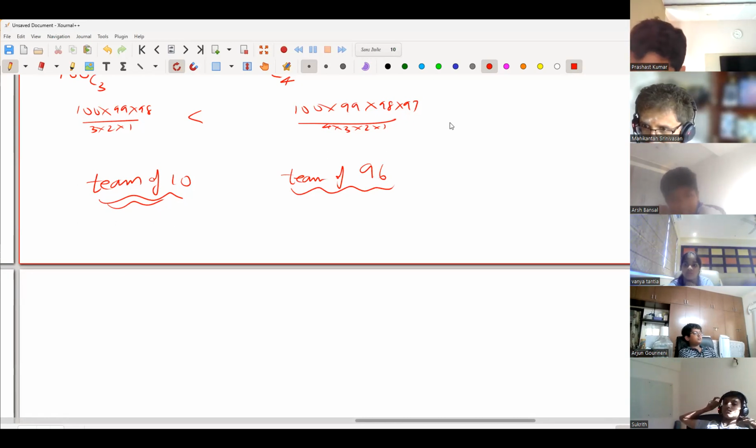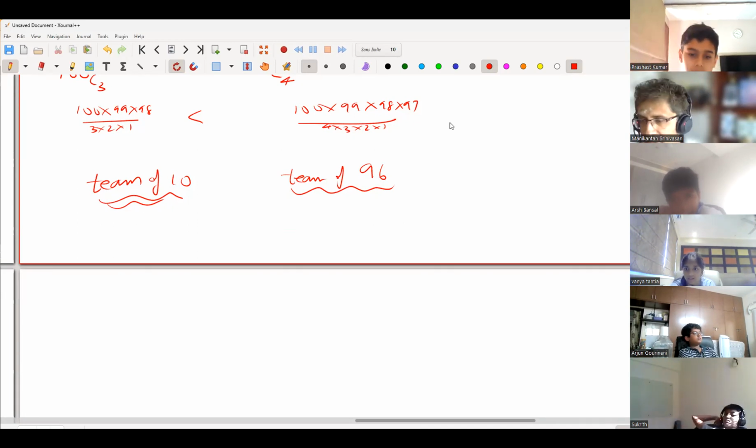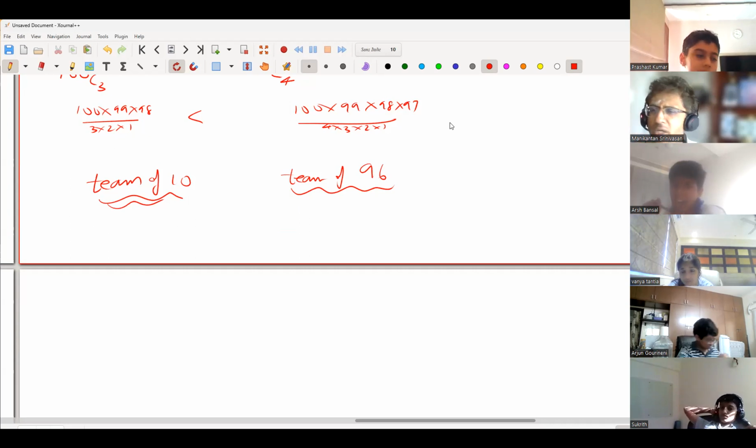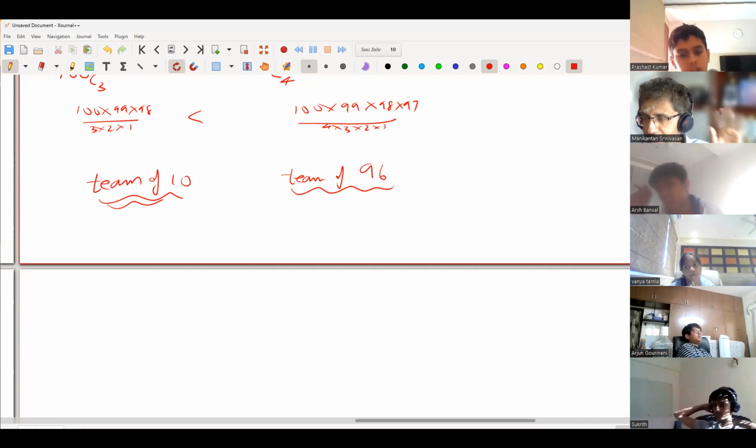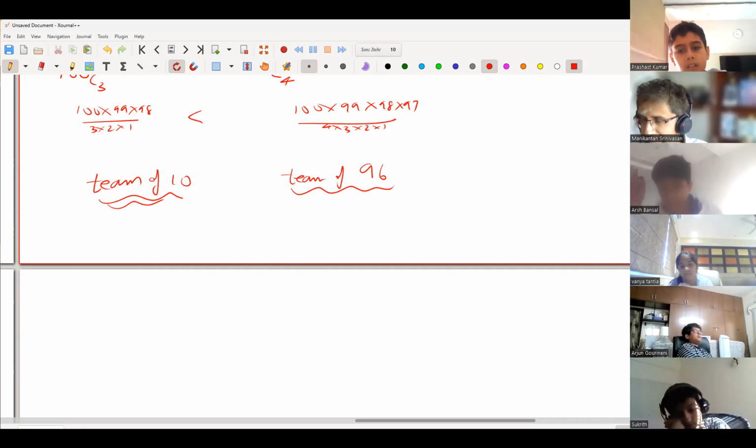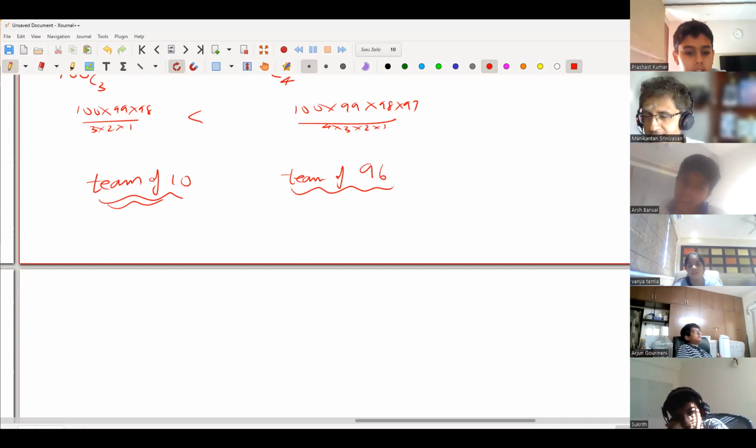There would only be one team of 96, but in a team of 10 there would be 10 teams. No, I don't mean that way. There are 100 students in class, right? You have to select one team to represent the school. That team can be of size 10 or it can be of size 96.